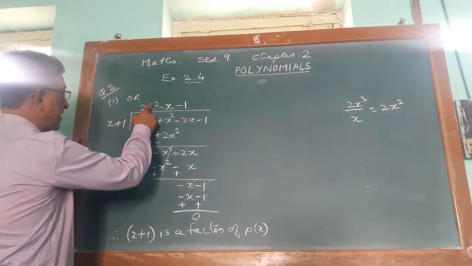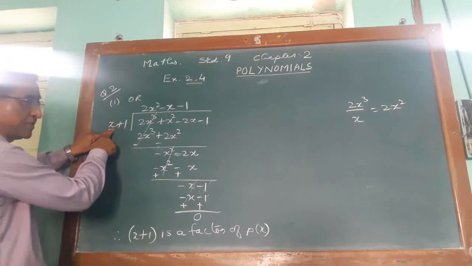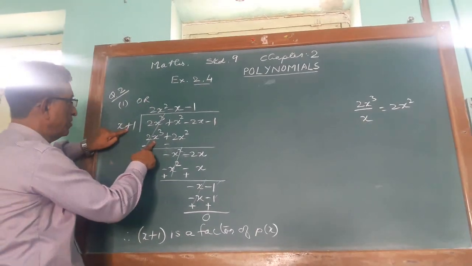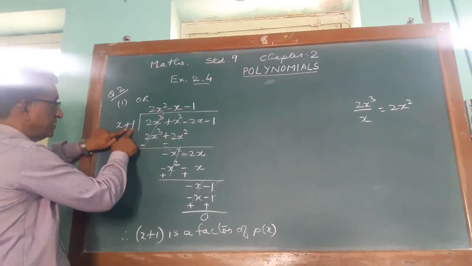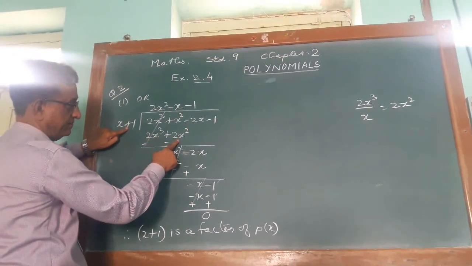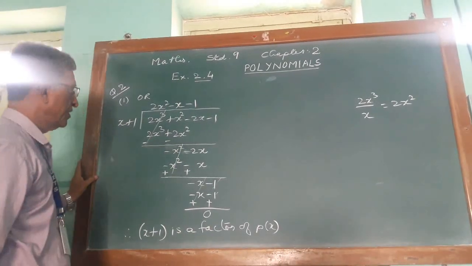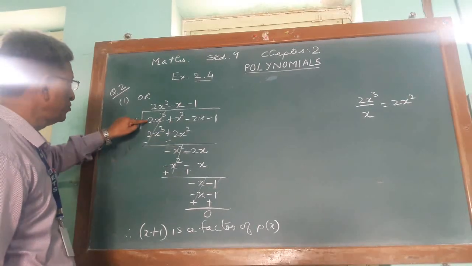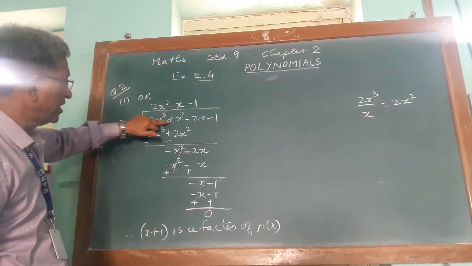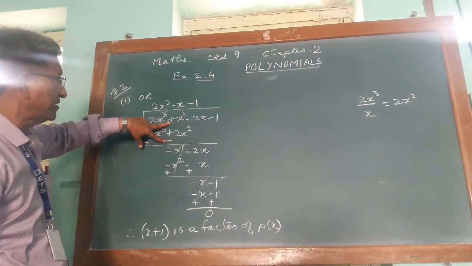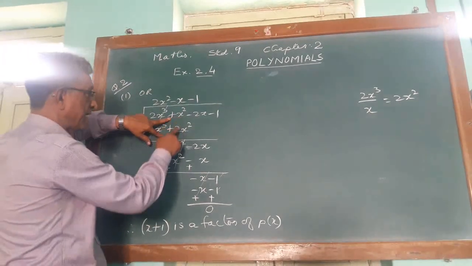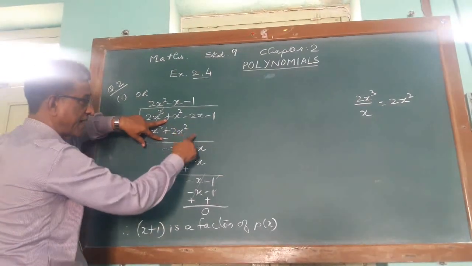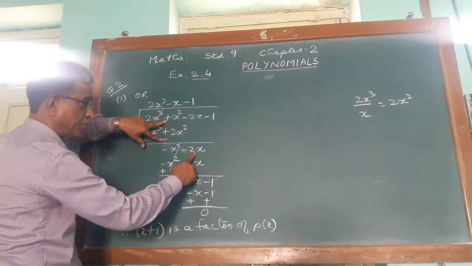Now multiply by 2x square to both. 2x square into x gives you 2x cube. 2x square into 1 gives you 2x square. Now you have to change the sign. Here it is plus, so write down minus. Plus or minus. So 2x cube cancels. Here it is plus x square minus 2x square, which gives you minus x square. Bring down this minus 2x.